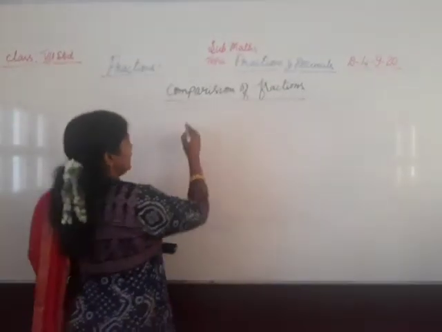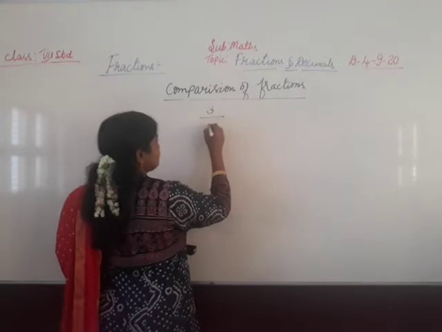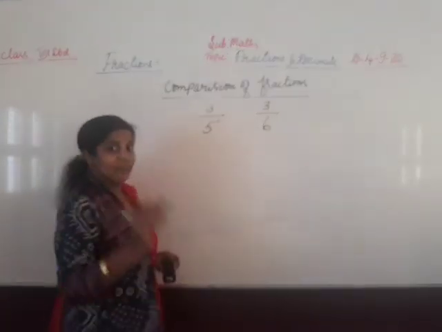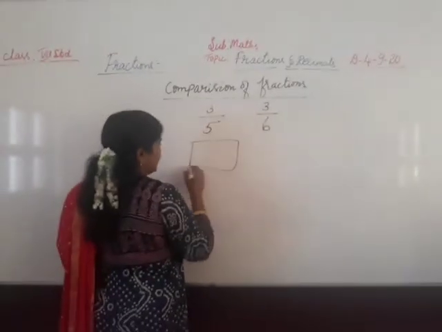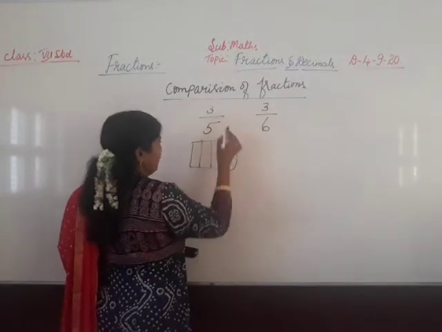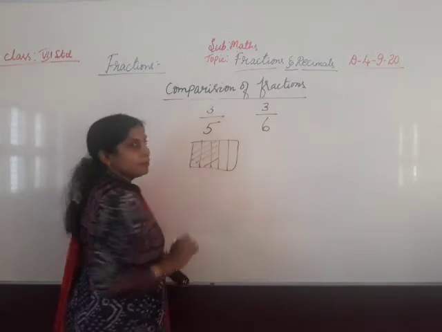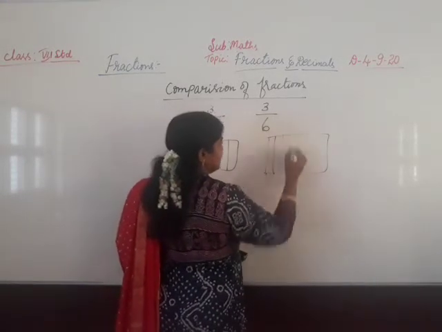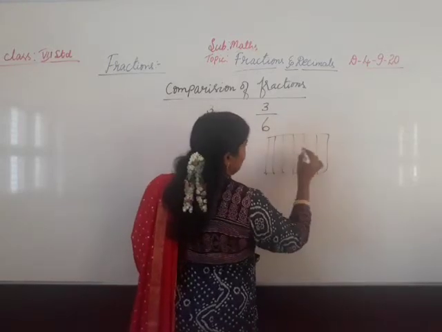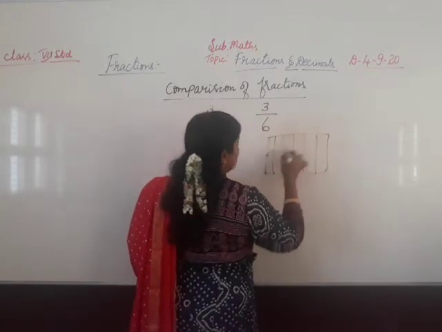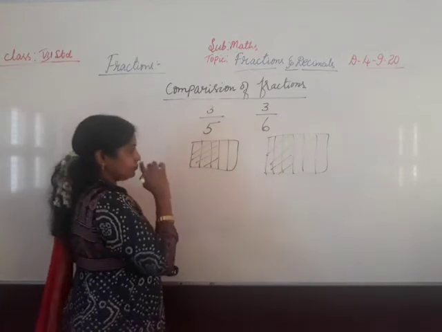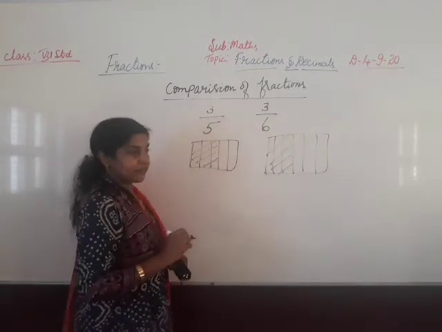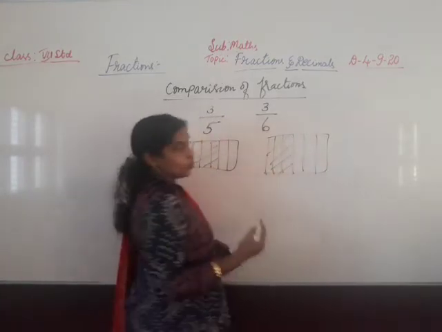Okay. When numerators are the same, for example 3 by 5 and 3 by 6, if you write it in a figure: here 1, 2, 3, 4, 5. How many parts do we have to make here? 6, because in the denominator 6 is there. And 3, so how many do we shade? 3. If I observe this, here only 2 parts are left out, and here 3 parts are left out.